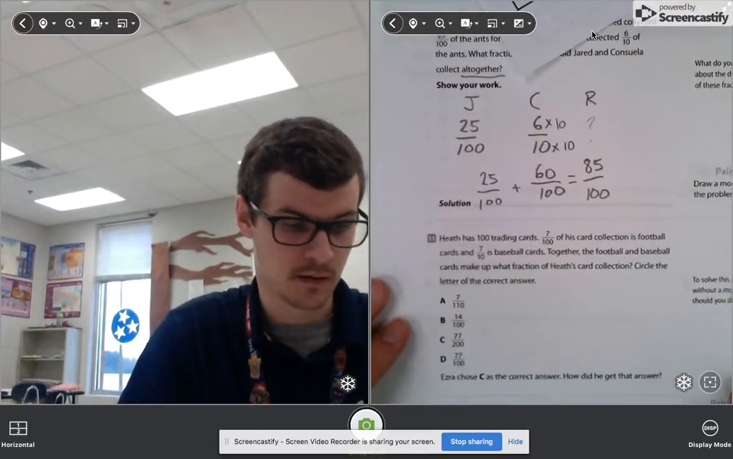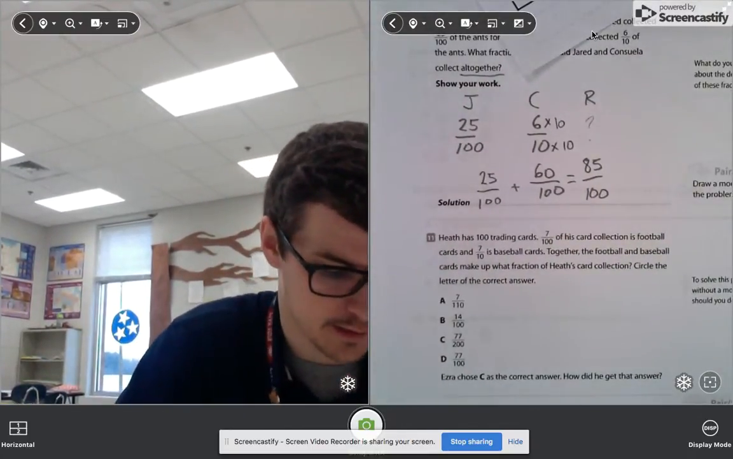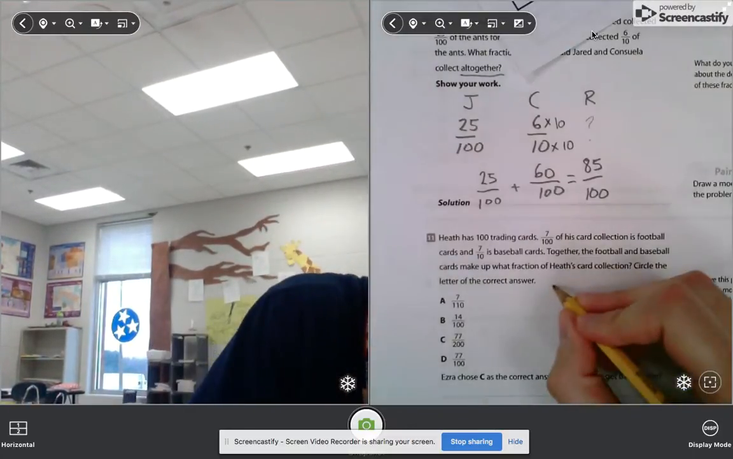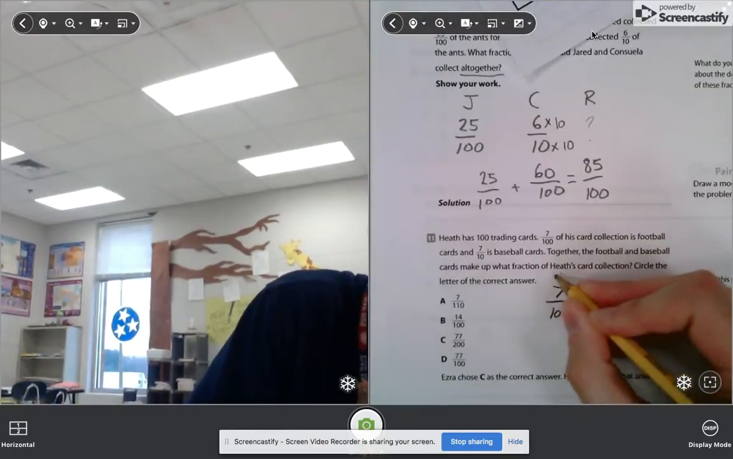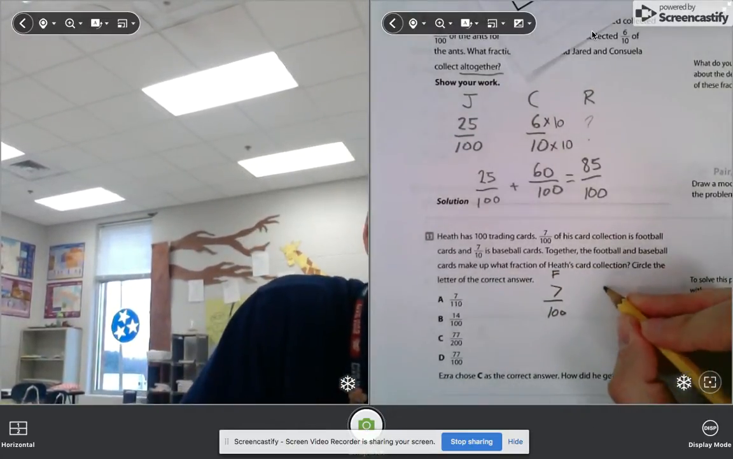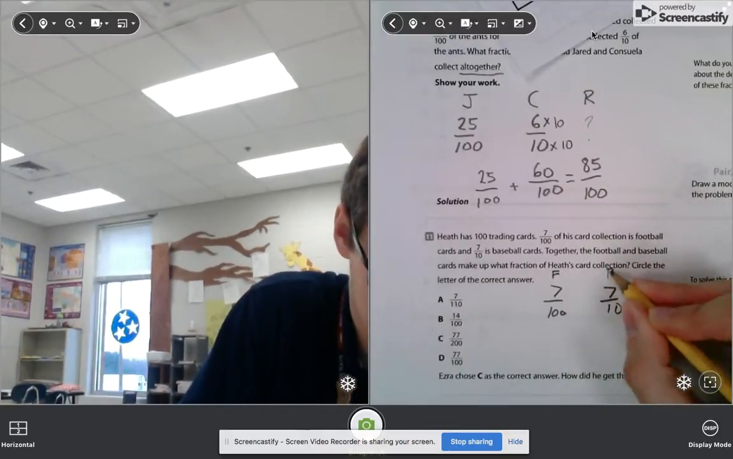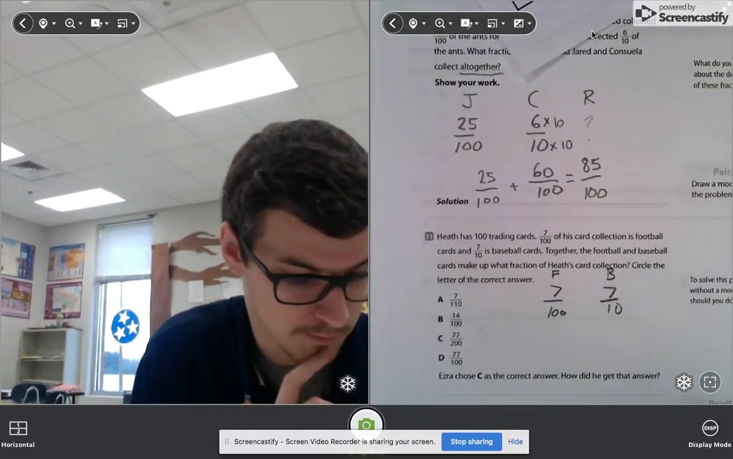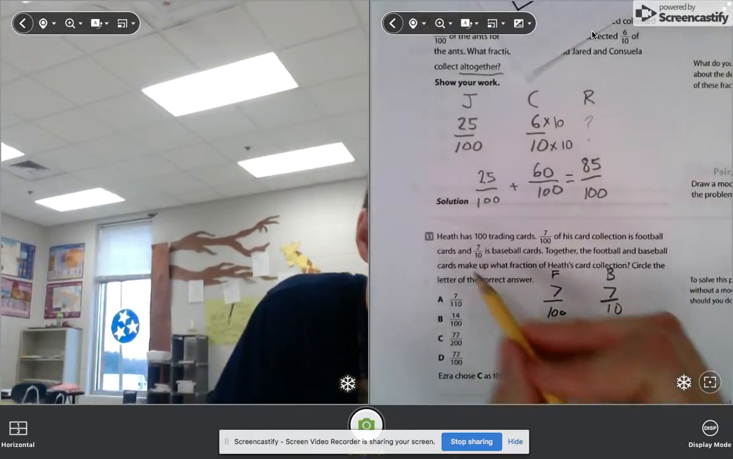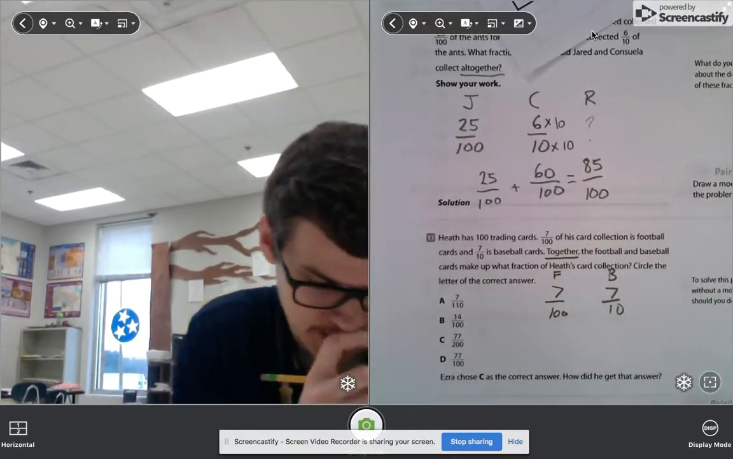Okay. Heath has 100 trading cards. 7 out of 100 of his card collection is football. F for football. And 7/10 are baseball. Together, the football and baseball cards make up what fraction of Heath's card collection? Okay, so together, that's a big word there.